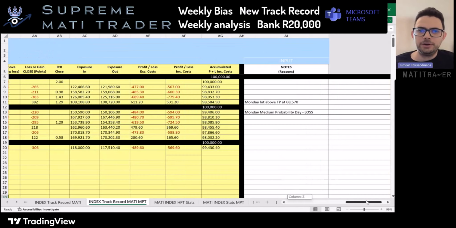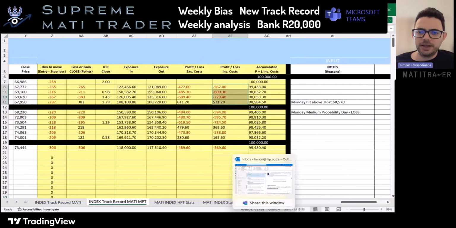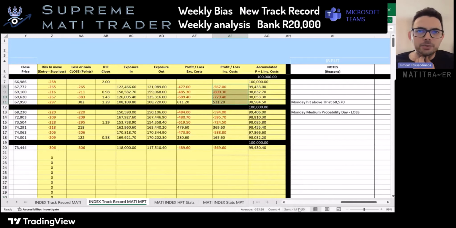So if you see here, 100,000 Rand, 100,000 Rand, 100,000 Rand. The first month you generated minus 1.4%. The next month you generated minus 1.9%. All right. And I'm looking for good medium probability trades, and they still end up negative.